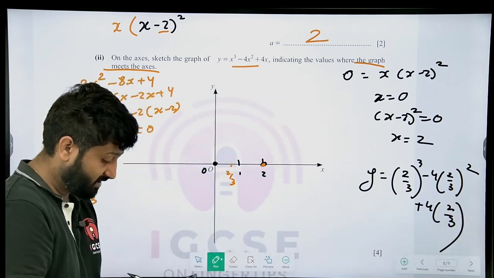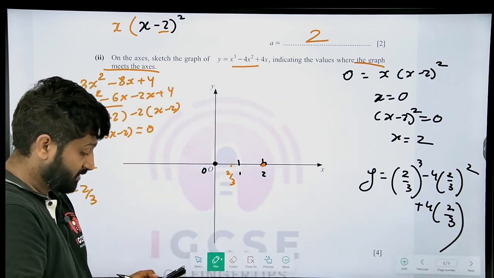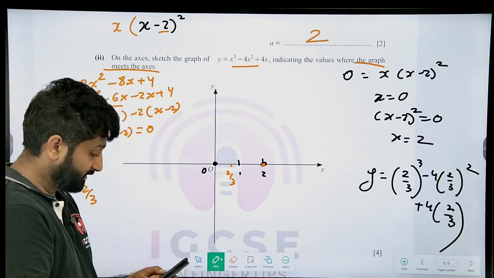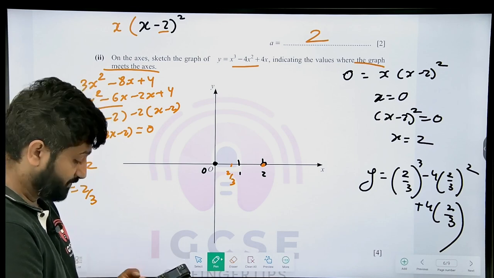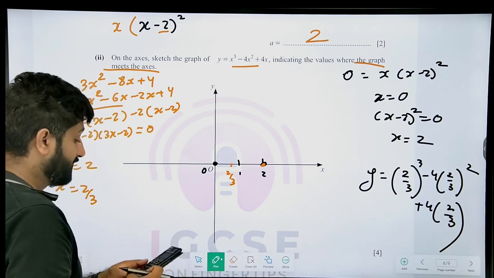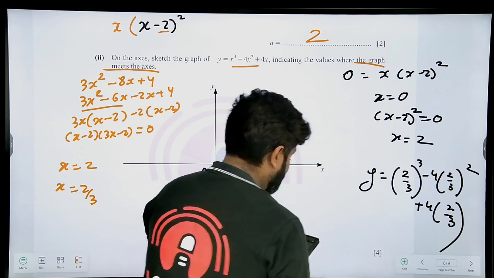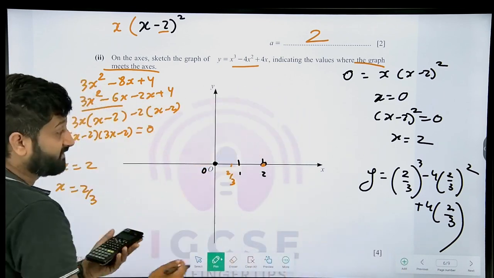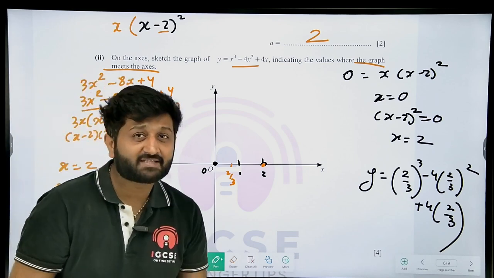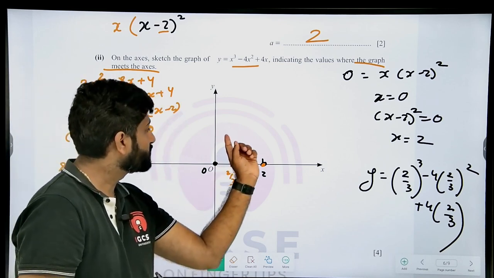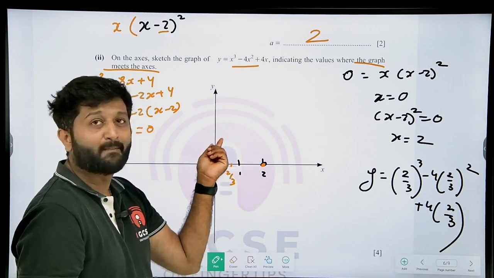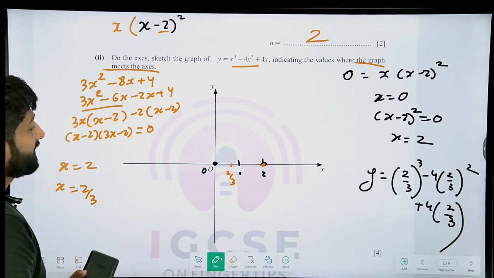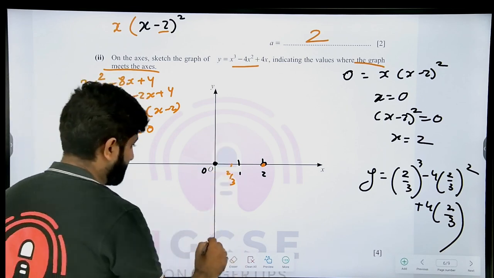So you have 2 by 3 cube minus 4 times 2 by 3 square plus 4 times 2 by 3. That is 32 by 27, which clearly indicates the y-intercept is positive. Now what does a positive y-intercept indicate? That the graph is going to go upwards till the maximum point and then go downwards, right?